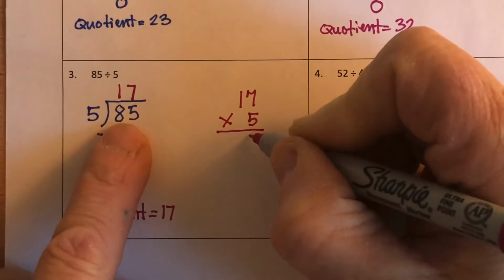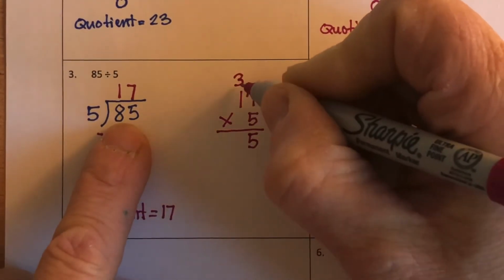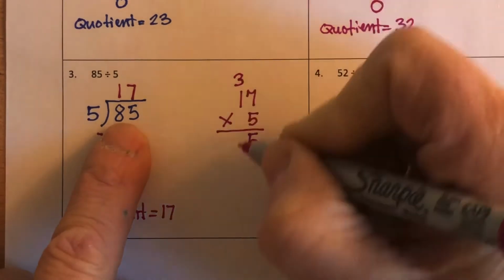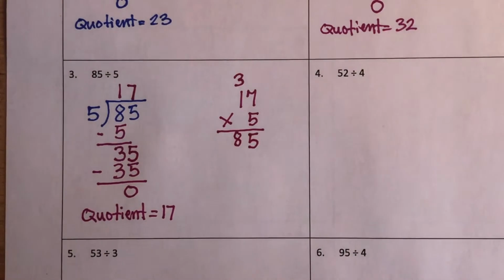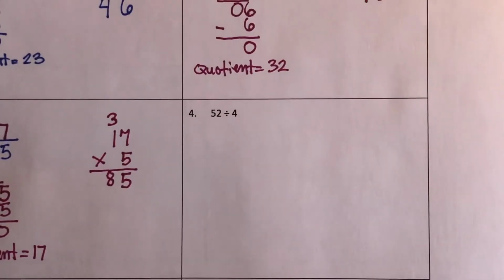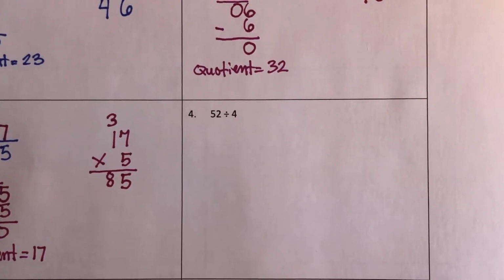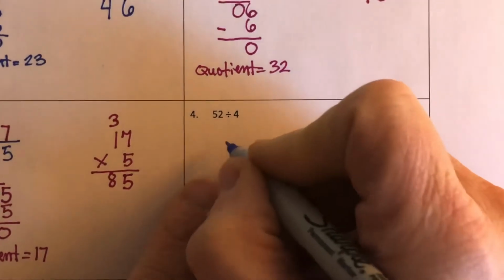5 times 7, 35. Put down the 5, carry the 3. 5 times 1 is 5, plus 3 is 8. 85 and 85. I'm good. Okay. Looks like we can go on to the next one. All right, here. 52 divided by 4.